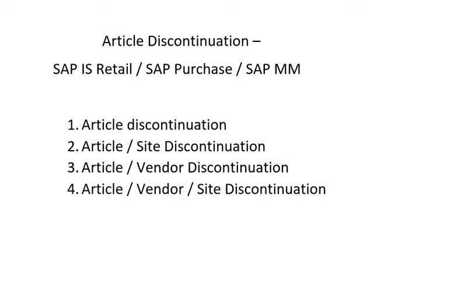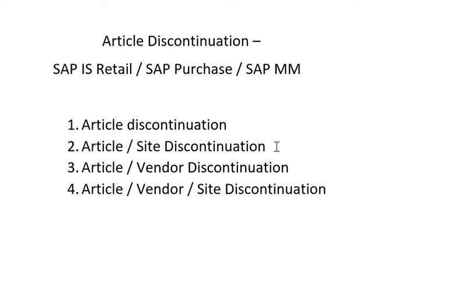So there are different types of discontinuation based on different levels. The first one, the article discontinuation: here, if you decide at a company level, for a whole organization level, that this article may not be needed for further procurement, then we can decide for the number one type. And now the number two is called article site discontinuation.